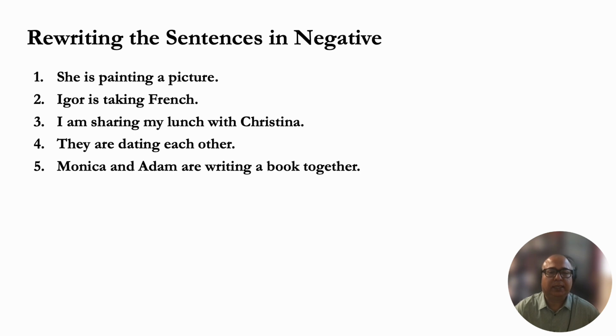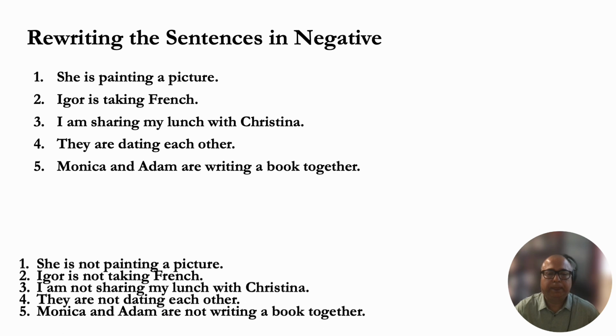Now rewrite these sentences in negative. She's painting a picture. I think you've learned already, but just to give you a little bit of a hint, remember you have to use the word not. She's painting a picture. Rewrite the sentence using not. Igor is taking French. All of these sentences are in the affirmative. So let's do that. Let's rewrite the sentences. I'll wait for you to finish the exercise, and then we will go over the answers together.